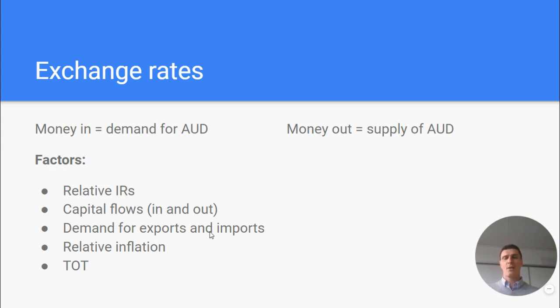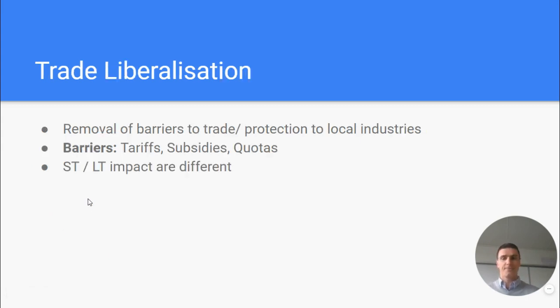Okay, so for the exchange rate, we should be thinking of this as a micro market. It's just the market for Australian dollars. So it's determined by demand and supply, where demand is when money comes into Australia and supply is when money leaves Australia. But here are the factors. Remember, you can't say the reason the exchange rate has appreciated is an increase in demand. That's not a factor. What caused the demand to increase is the factor. So here are our factors: relative interest rates, which drive capital flows, demand for exports and imports, and so on. And you can see the terms of trade is a factor there.